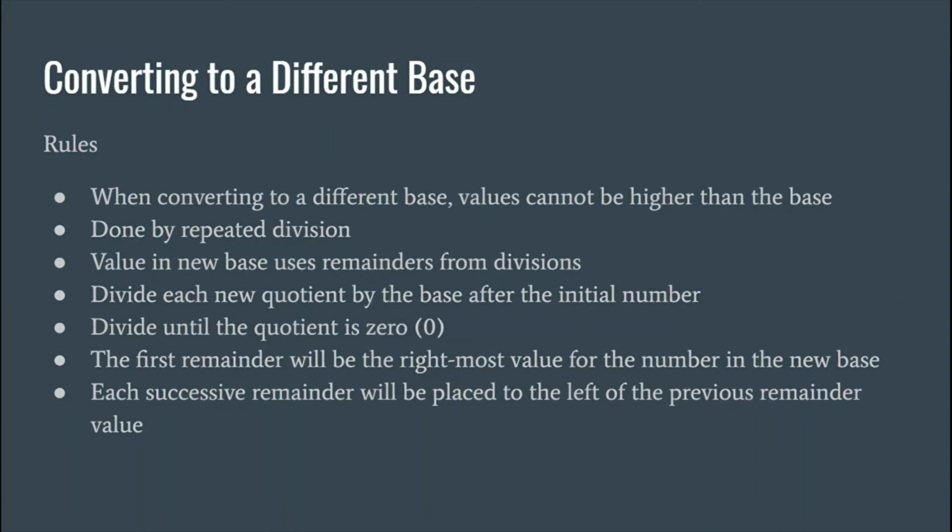So each remainder will be placed going from right to left. The first remainder will be the rightmost value, and you will put each successive remainder to the left of it. Okay, so let's take a look at an example.